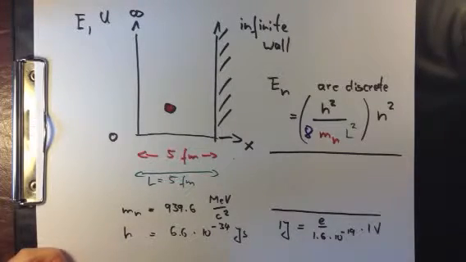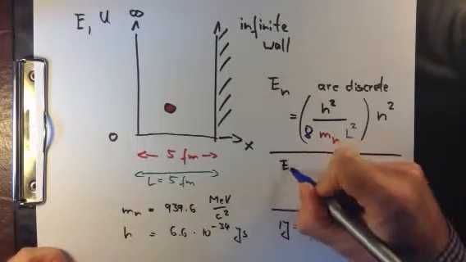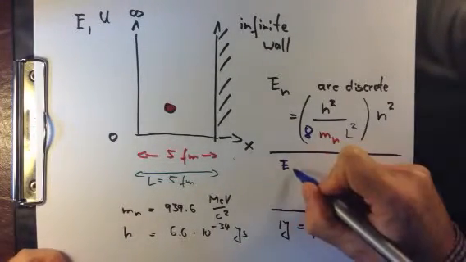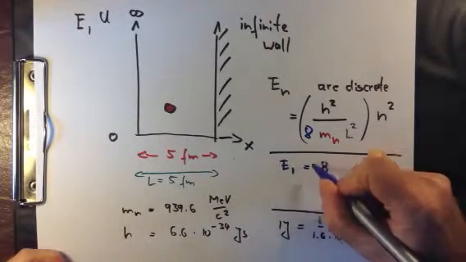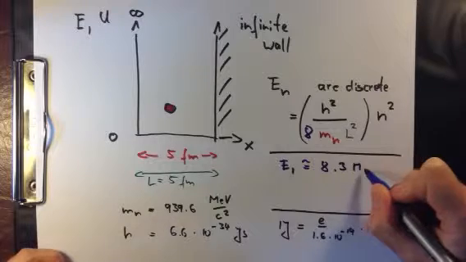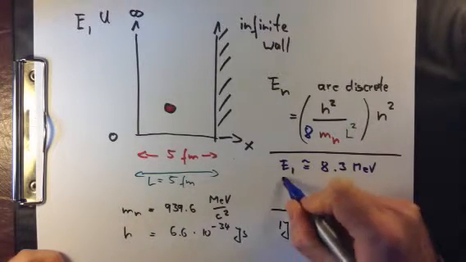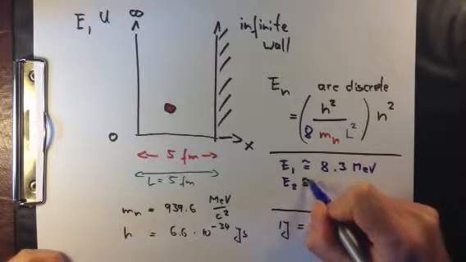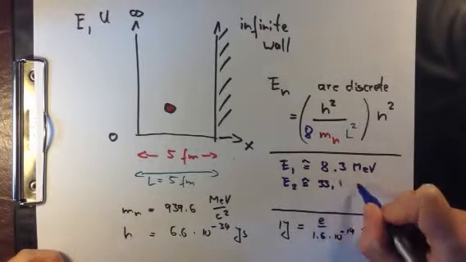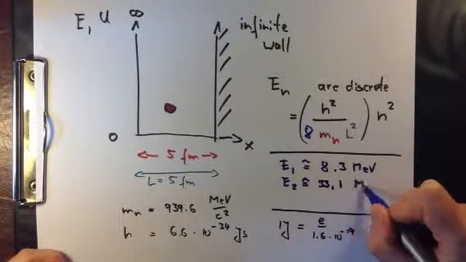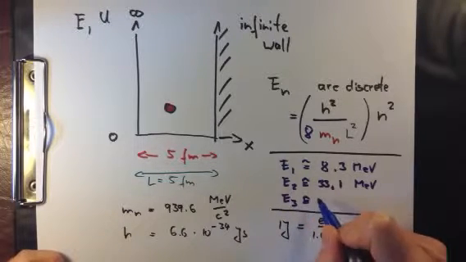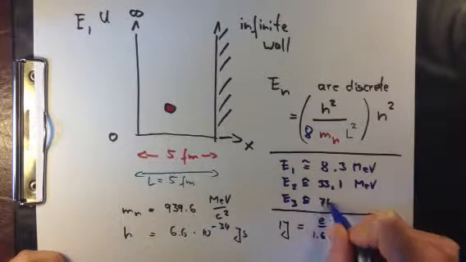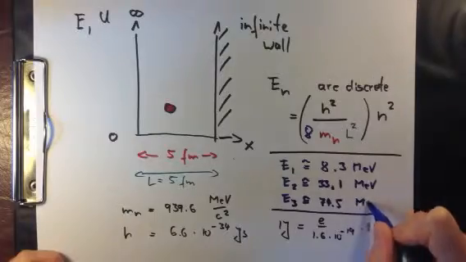Then one obtains for the first three energies for the neutron: E1 is 8.3 MeV, E2 is 33.1 MeV, and E3 is 74.5 MeV.